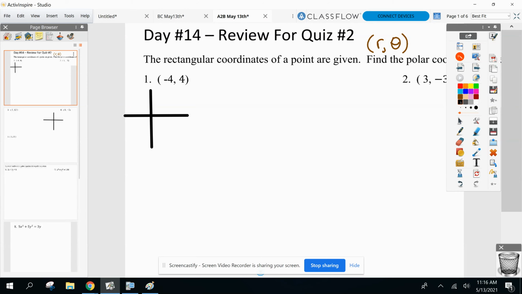-4, 4. Throw it on a quick graph. You got to know what quadrant it's in. Go. Throw it on a quick graph right now. -4, 4. I don't care about the preciseness, the exactness. You just got to know where it is. So -4, 4. Hopefully you're putting it somewhere in the second quadrant. Then you're going to draw a line from the origin to that point.